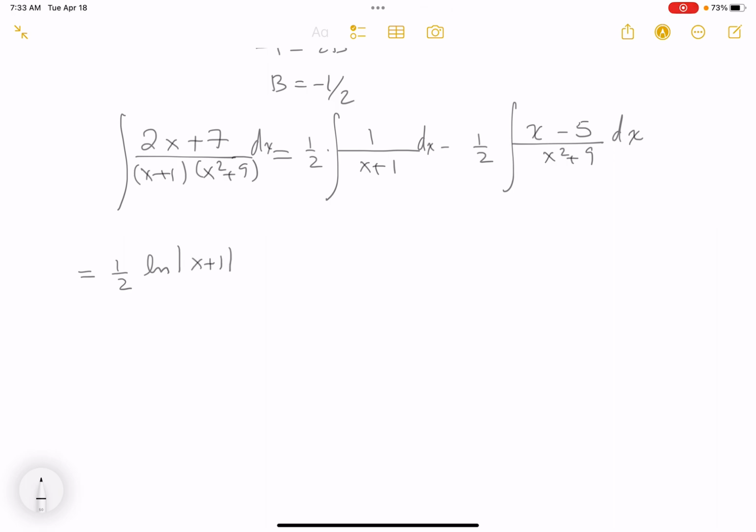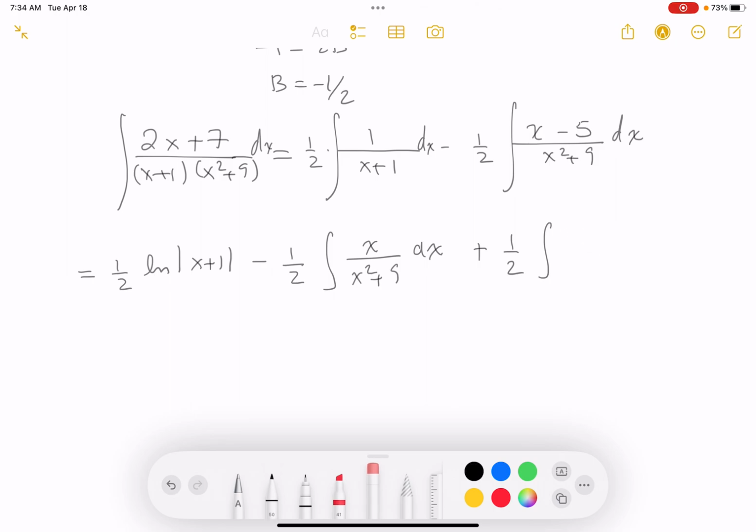Right. The next guy is a little more complicated for me. I'll tell you why. I see it as two terms now. So 1 minus 1/2, I see x over x squared plus 9 dx. And then I see this over here. I see minus 1/2. I'm sorry, plus 1/2, 5 over... You know what? I'm going to pull a 5 out and get my eraser out again. And I get 1 over x squared plus 9 dx.